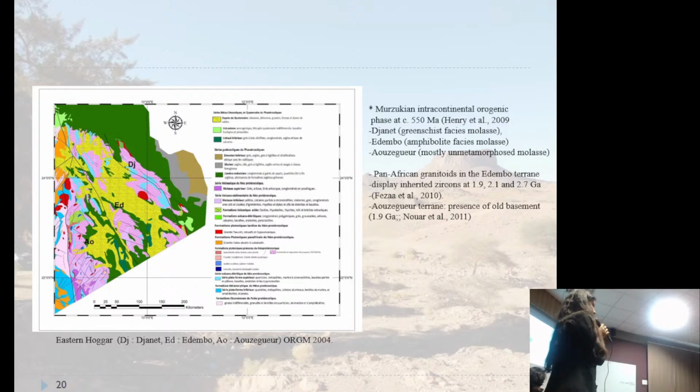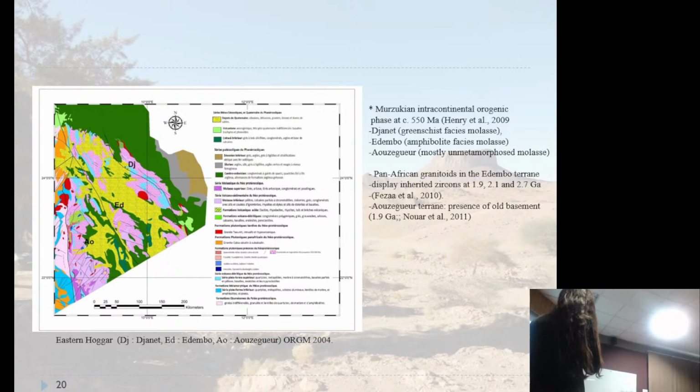what actually characterizes this part is the Murzukian orogeny. The Pan-African has not been very dominant in this area. They used to call it a craton, and then a metacraton. The difference is that it has been stable for a long time, but the Murzukian intracontinental orogeny came and actually gave this structure of the three terrains we see here.